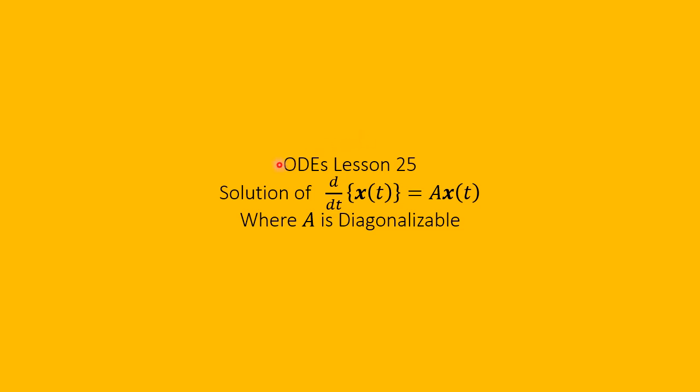Welcome to ODEs Lesson 25. Solution of the derivative with respect to t of the vector function x of t equals matrix A times x of t. And in this case, we're going to assume that the matrix A is diagonalizable.